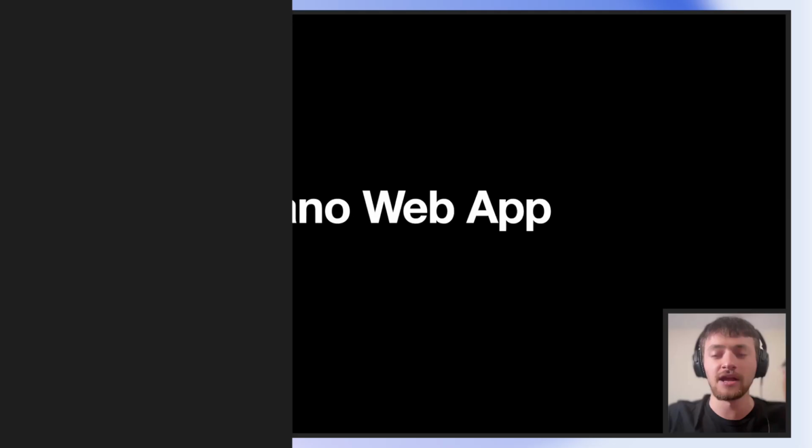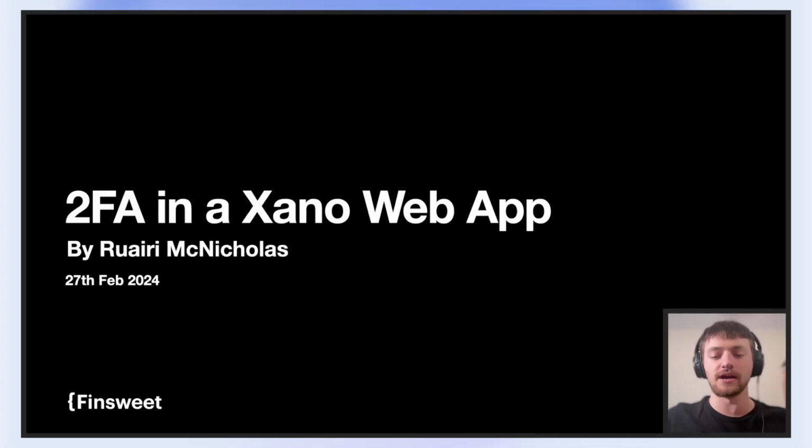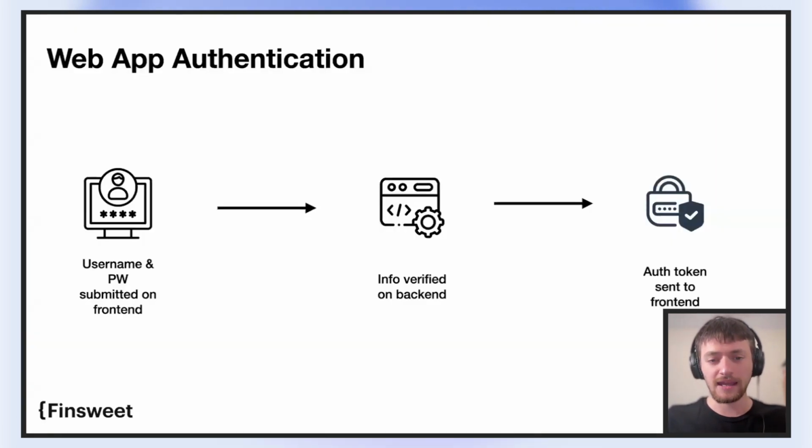Today we'll be looking at how to integrate two-factor authentication into your Xano web apps. It's any sort of system where there is a second form of authentication in the form of two-factor, or if there's more than two, we'd call that multi-factor, if there's a couple of authentication methods that you have to provide. So in a typical web app without any sort of multi-factor authentication, you have users submitting a username and password on the front end.